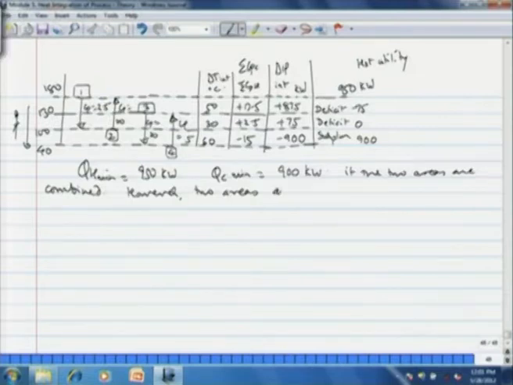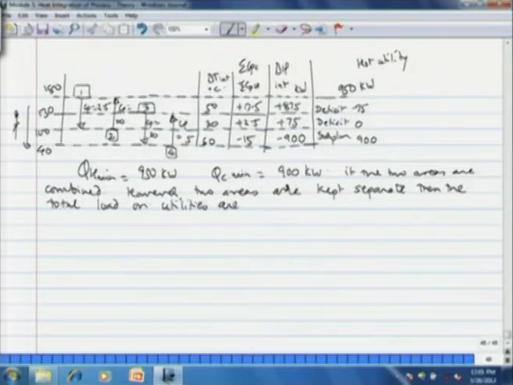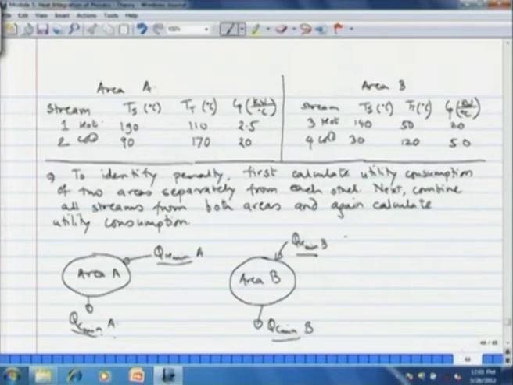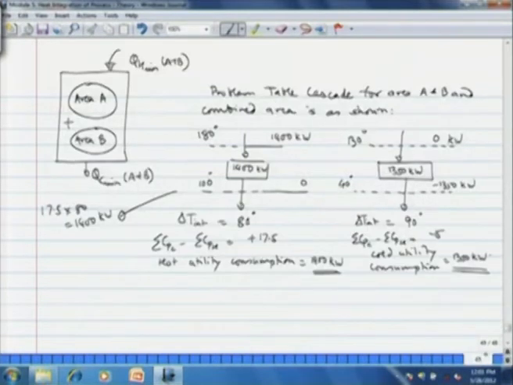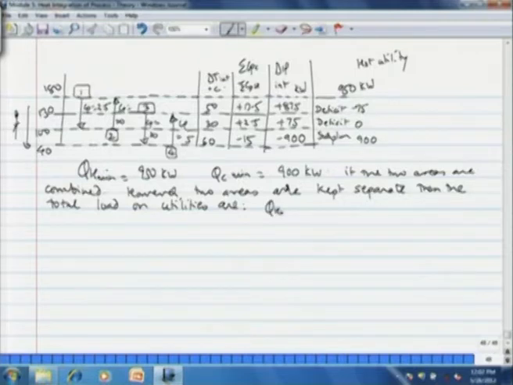However, if the two areas are kept separate, then the total load on utilities are, that we just determined, hot utility 1400 kilowatt, cold utility 1350 kilowatt. QH min 1400 kilowatt, QC min 1350 kilowatt.